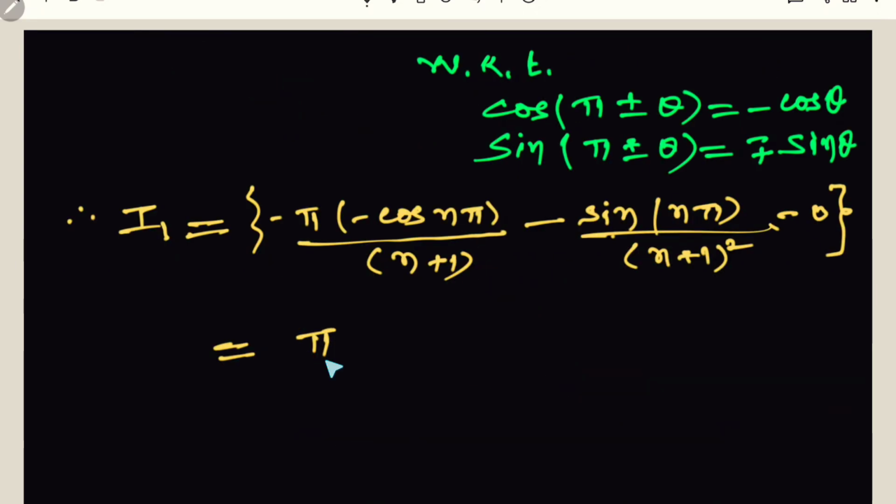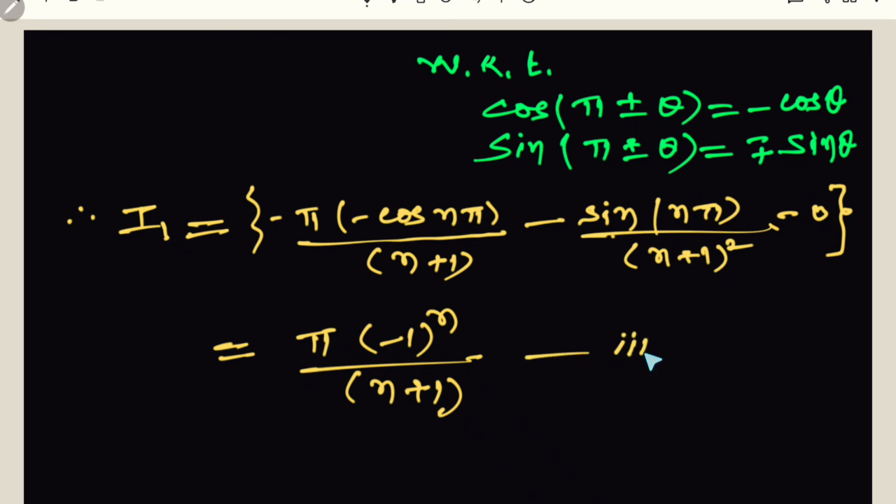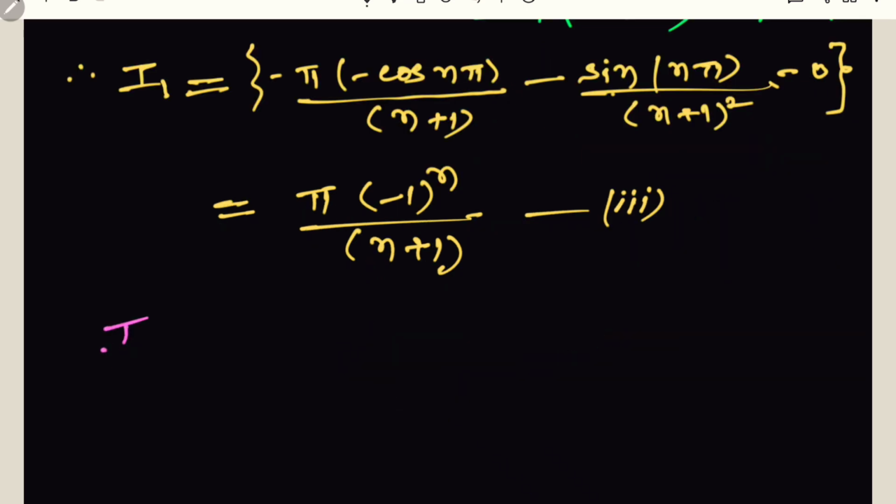We know the value of cos n pi is (minus 1) raised to n divided by n plus 1. Sin n pi is 0. Therefore, this is equation number 3, the value of I1. Then similarly we go for I2. It is integration from 0 to pi.